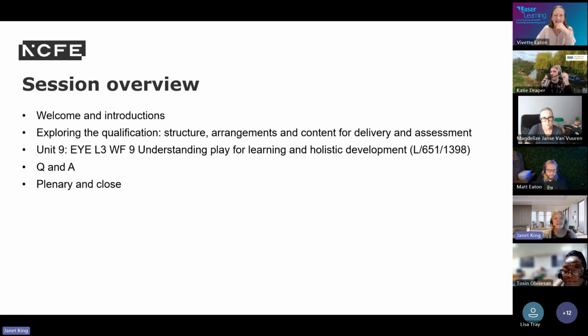Okay, so Unit 9, Understanding Play for Learning and Holistic Development. And for me, along with Unit 2, which is all about holistic development, play and learning is at the core of everything, and it's really difficult to separate those. I know when we looked at Unit 2, we were perhaps linking in aspects of Unit 9, and you can look at these units holistically. When you think about Unit 2, which is all around holistic development, and you're looking now at Unit 9, which is all about understanding play, there's bound to be some sort of linkage that you can find that will bring those two together.